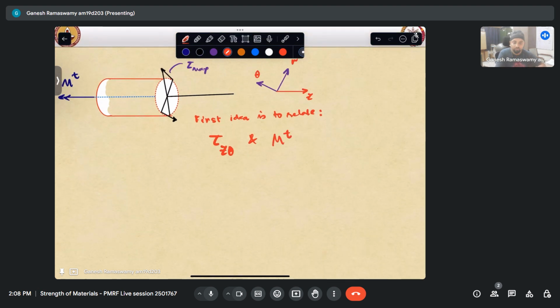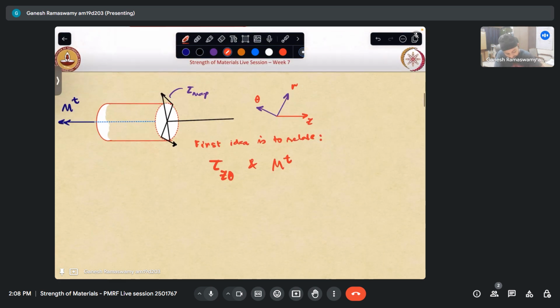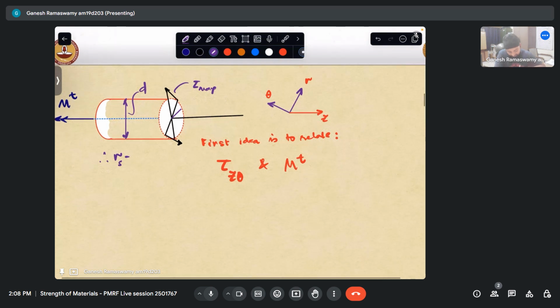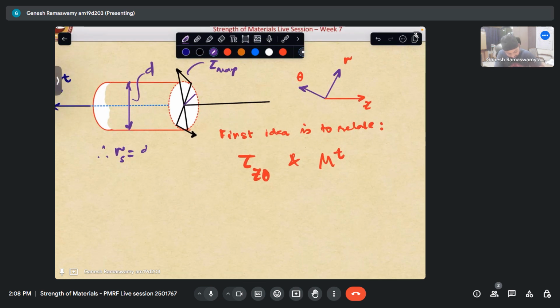So we want to relate these two, and these are related as follows, which is one part of the torsion formula. Let us say that this has a diameter d, so therefore the radius of the shaft, not to be confused with this r, this is the radius of the shaft. Let me call that rs just for convenience and clarity. So r is d by 2.